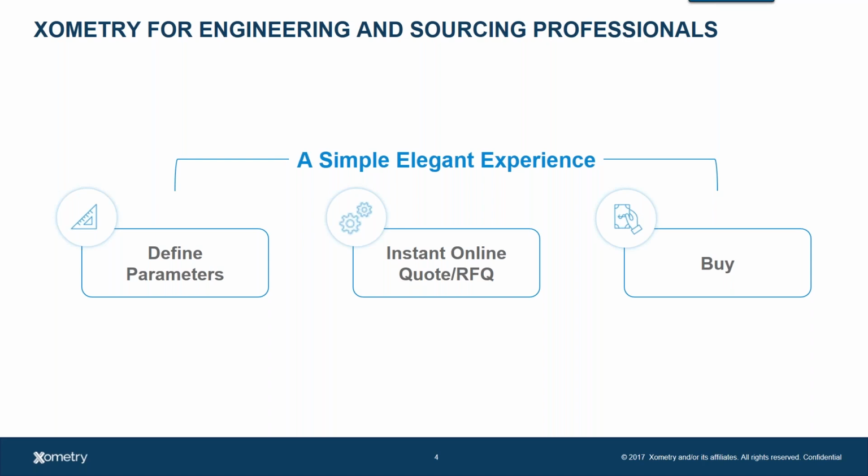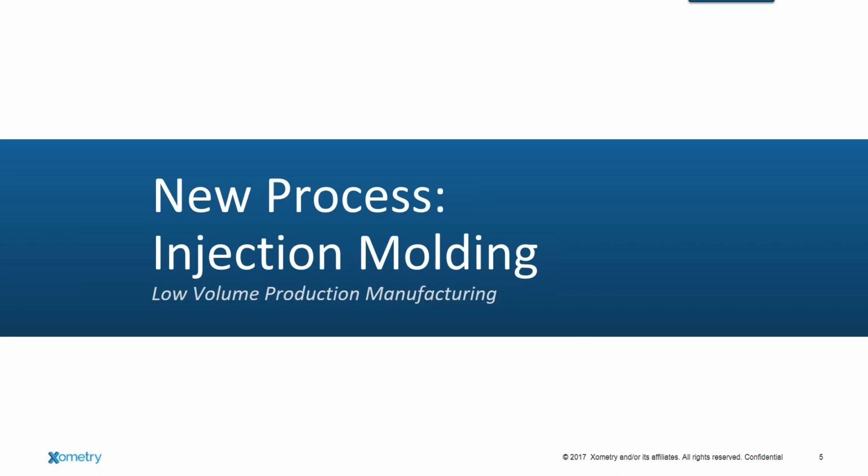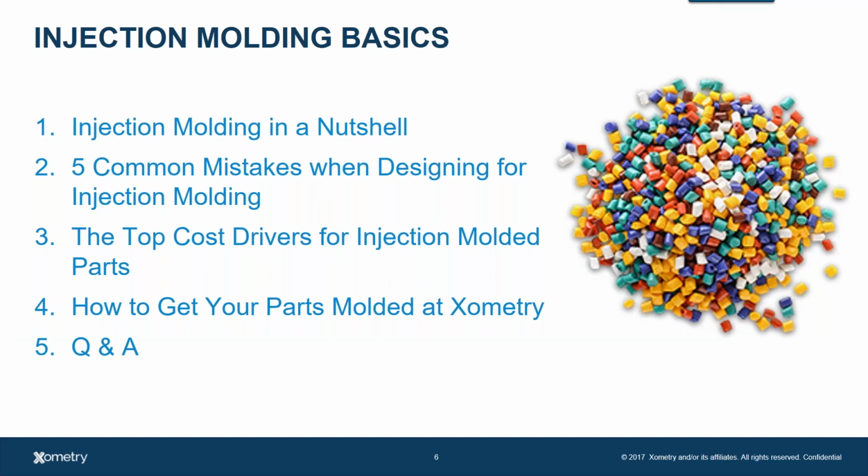What I want to talk about today is injection molding, how we're using it for low volume production manufacturing of plastic parts. We're going to break this session down into the basics of injection molding. What is it? What makes it different from the other processes that we've offered at Xometry? I'm going to talk a little bit about the common mistakes when designing for injection molding. Travis is going to talk about how some of these things translate into cost drivers for injection molded parts and what you should look at both from a design standpoint as well as a practicality standpoint when you are looking at injection molding as an option.